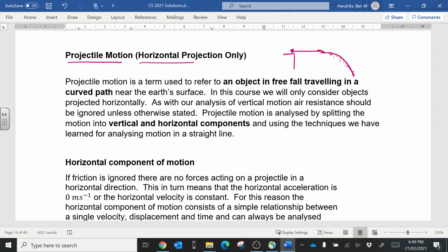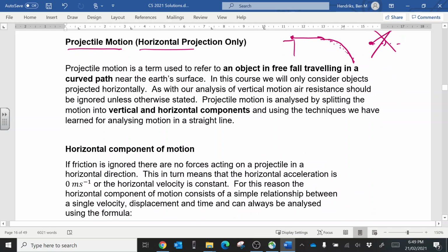If you see a problem like this, where it says it has an initial velocity with an angle, then you don't need to worry about that in this course. We use the techniques we have learned for analysing a straight line, so we have vertical and horizontal components.